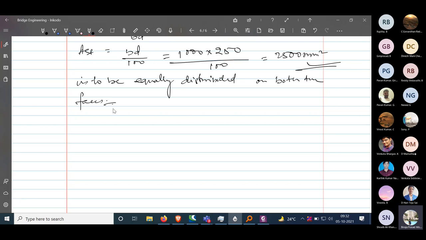So the reinforcement required is 2500 mm square. Okay. So let us say we are assuming 16 mm dia bars. So what will be the spacing? How to calculate? In order to give this 2500 mm square area of reinforcement, if we are assuming 16 mm dia bars, then how many number of bars will be required?